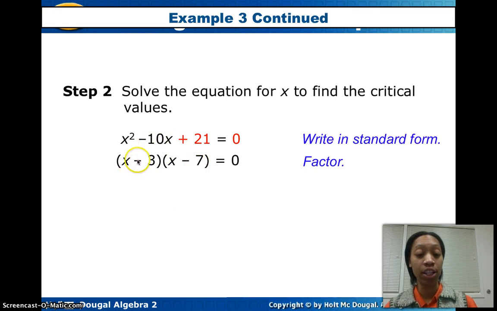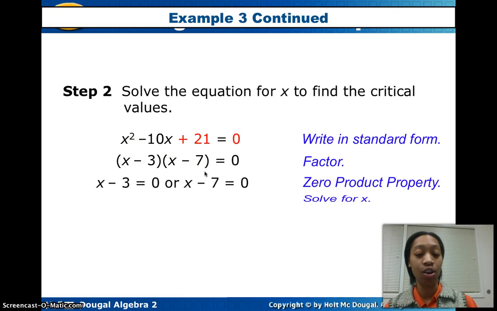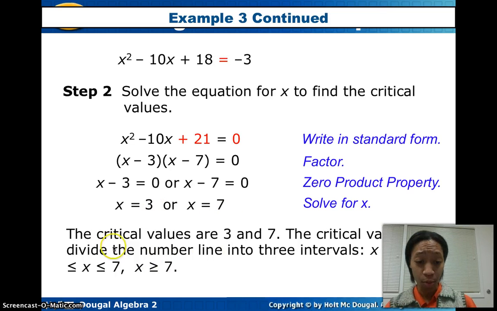So now I can put each factor equal to 0 separately, and I can solve, and I get x equals 3 and 7. So that means that 3 and 7 are my critical points, or my critical values. These critical values divide the number line into three intervals.